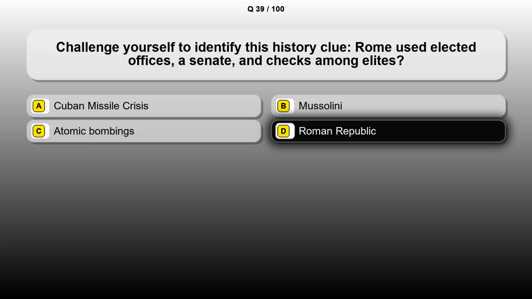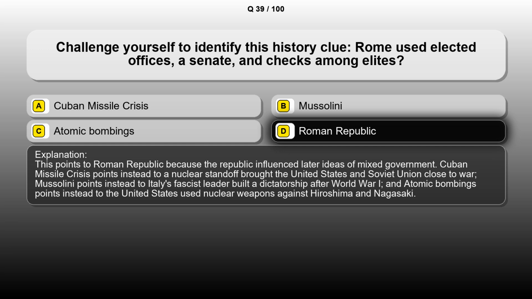The correct answer is option D, Roman Republic. This points to Roman Republic because the Republic influenced later ideas of mixed government. Cuban Missile Crisis points instead to a nuclear standoff brought the United States and Soviet Union close to war. Mussolini points instead to Italy's fascist leader built a dictatorship after World War I, and atomic bombings points instead to the United States used nuclear weapons against Hiroshima and Nagasaki.